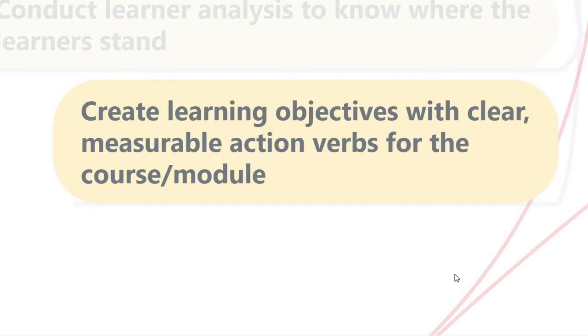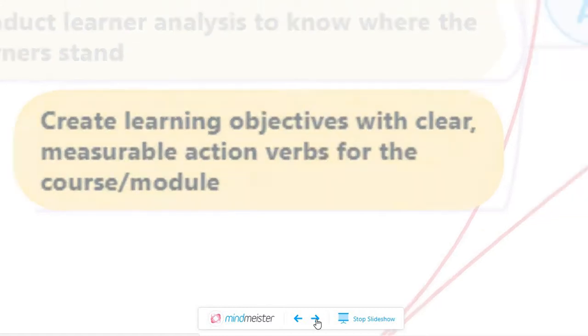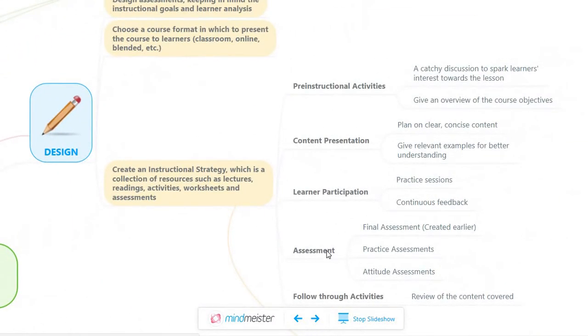Now, these learning objectives or learning outcomes that I'm talking about are actually for the entire course. These are the end of the course learning outcomes, just to be clear on that. So, this concludes the analysis phase. Now, let's move on to the next phase of the ADDIE model, which is the design phase.